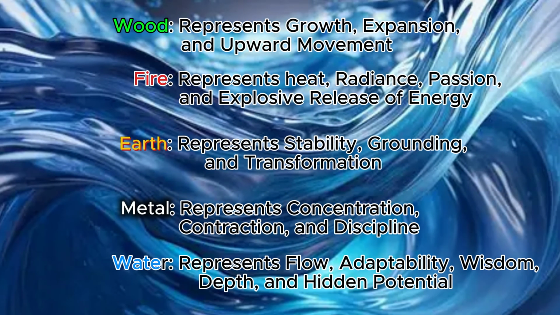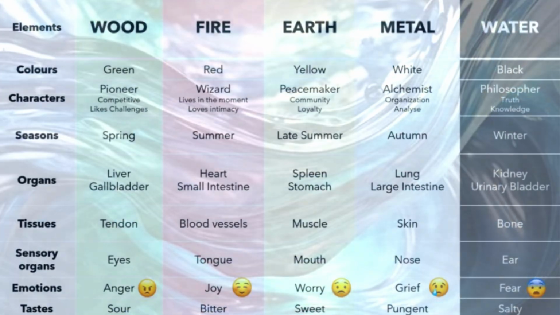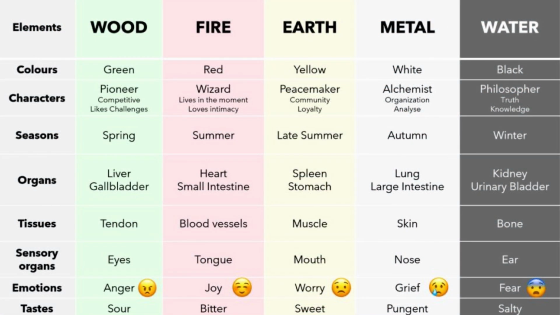Water does not simply mean liquid water. Water represents flow, adaptability, wisdom, depth, and hidden potential. That sounds very abstract, right? But once you truly understand them, you begin to unlock the deeper principles behind nature, Feng Shui, Chinese medicine, and even human behavior itself. So, how do the 5 elements interact with each other?